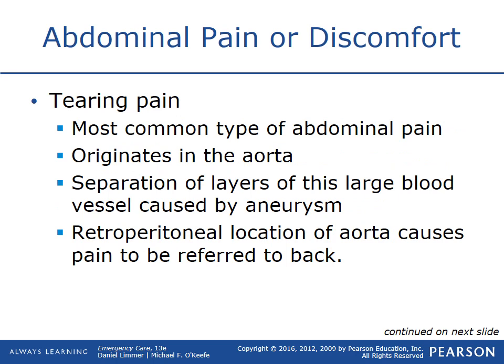A tearing pain is the most common type of abdominal pain. It generally originates in the aorta. There's a separation of layers of this large blood vessel, which is called an aneurysm. And since the aorta is behind the peritoneum, it causes the pain to be referred to the back. So they describe it as a back pain.